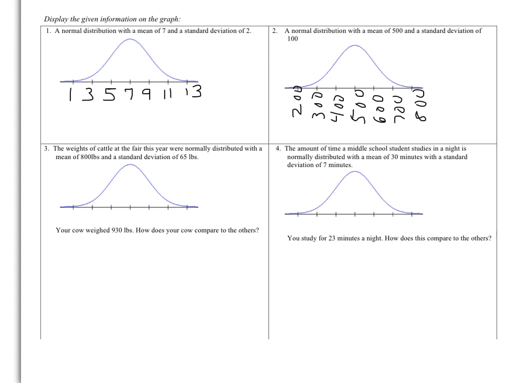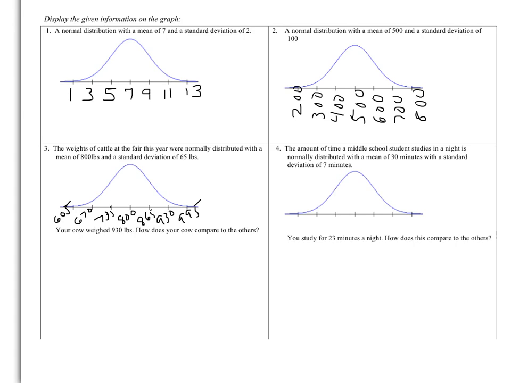So, for number 3, you should have put 800 right in the middle. So we've got 800, and you're going up by 65. So we've got 865, we've got 930, and 995. And then going backwards from the 800 is 735, 670, and 605. All right, so now, to answer the question, your cow weighed 930 pounds.